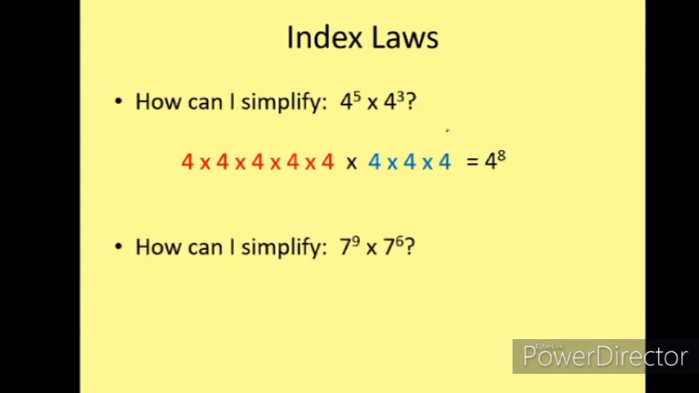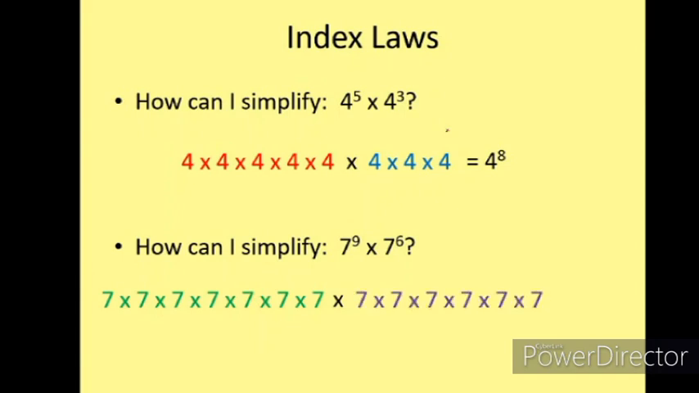Okay, so 7 to the power 9 times 7 to the power 6. Same thing, I'll write 7 9 times, and I'll write 7 6 times. Put them together, and it's 7 to the power 15. Now, you should realise that all I'm really doing is adding these two together. 9 plus 6 is 15, and 4 plus 5 is 8. But I've kept the base the same.